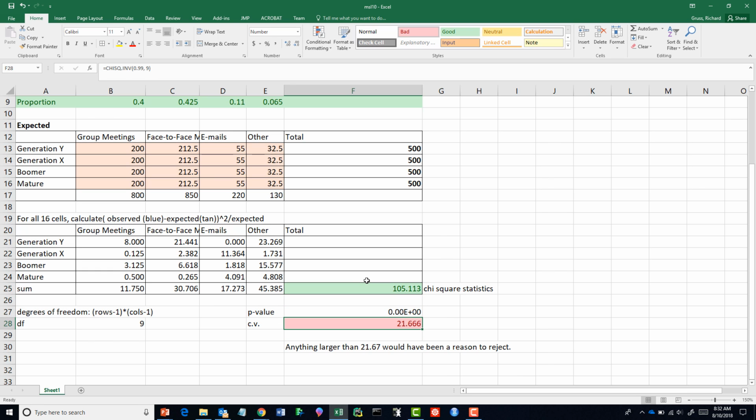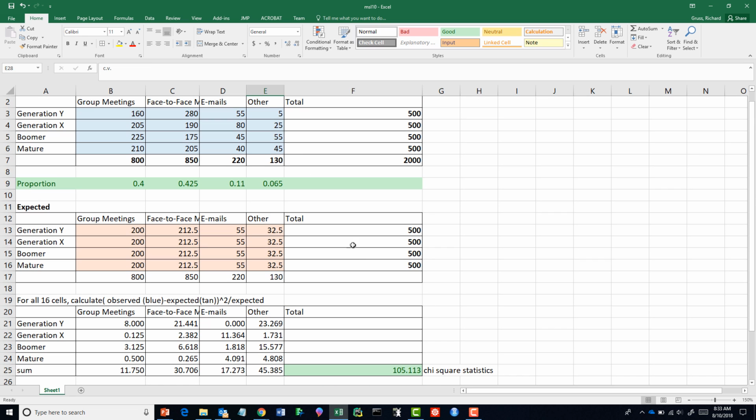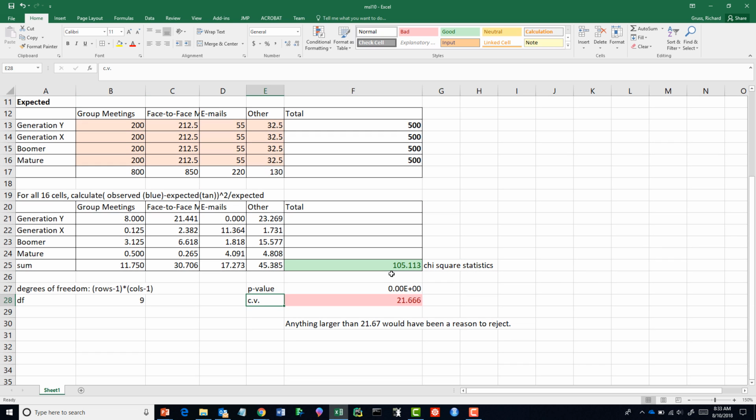Notice that I went ahead and put the critical value in this spreadsheet here also for you, just to show you. I used the chi-square inverse for this, and they asked us to do a 0.01 alpha level, so 99% confidence with 9 degrees of freedom. We only needed to have a chi-square statistic of something larger than 21 to be significant at the 1% level. So, and we have something much larger than that. Okay, so we can definitely reject the null hypothesis that there's no relationship between generation and preferred type of communication.